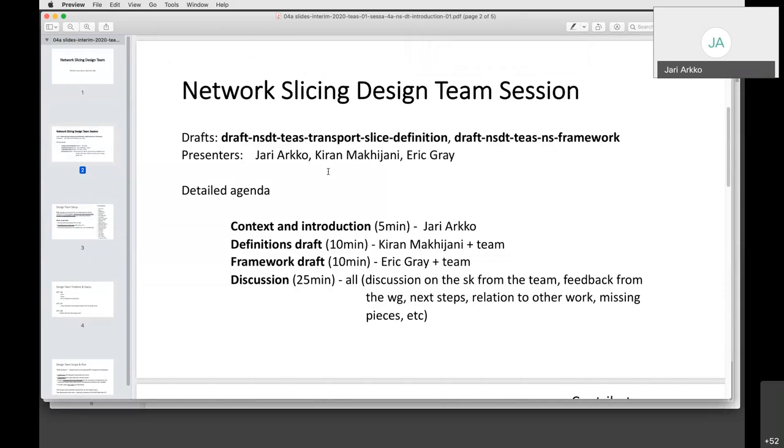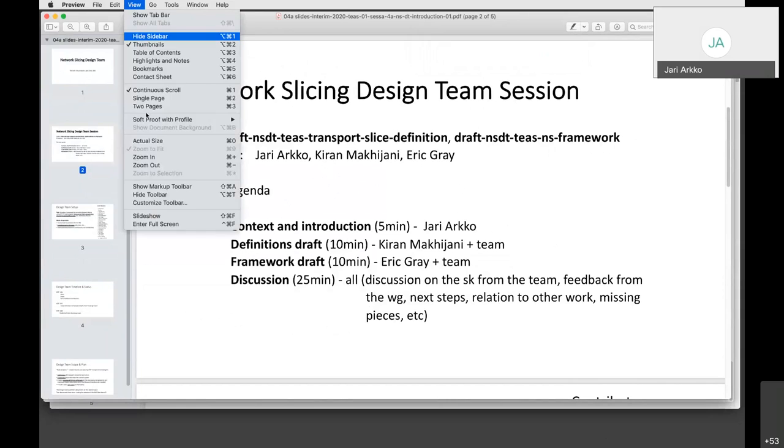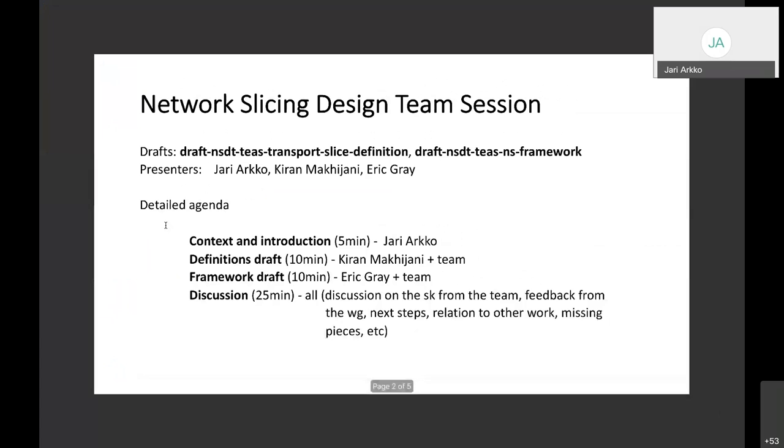So we have a little bit of time here to talk about network slicing. And I'm going to start. My name is Yari Ark. I'm going to start with the introduction. And then I'll let Kiran and Eric go through the two drafts that we've actually produced. And we have reserved quite a lot of the time for discussion. Let's see how much we get out of that.